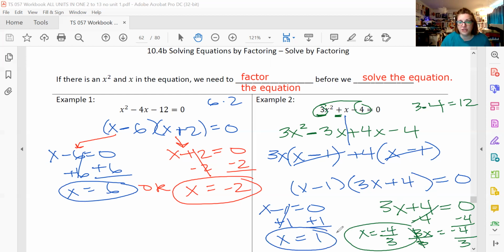So here are the two options of what x could equal for this particular equation up here. x is going to equal either 1 or negative 4/3. Good luck with this. Let me know how this section goes.